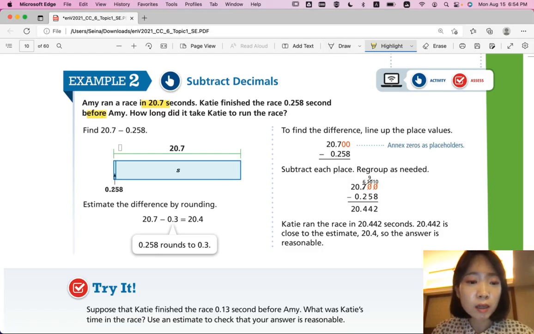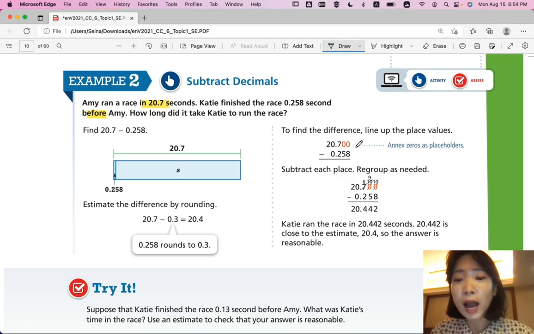So the whole thing here in the bar diagram represents 20.7, and that's Amy's time. Katie finished 0.258 faster, before Amy, right? So you're going to subtract 0.258 from 20.7 to get Katie's time. Subtracting also works in a similar way. So 20.7 minus 0.258, you need to annex zeros at the end of 20.7 so that you can subtract 8 from 0 and 5 from 0.